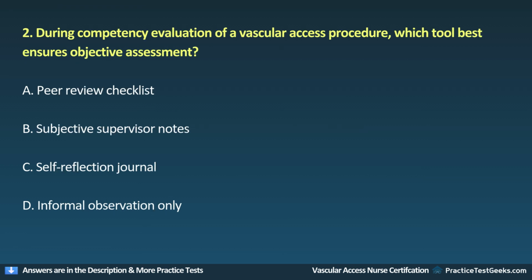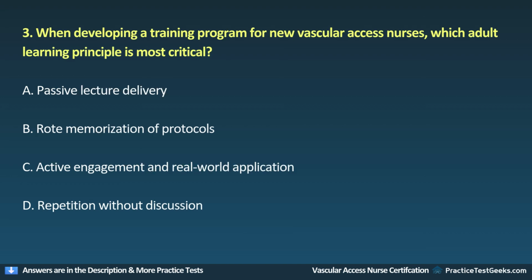2. During competency evaluation of a vascular access procedure, which tool best ensures objective assessment? A. Peer review checklist. B. Subjective supervisor notes. C. Self-reflection journal. D. Informal observation only.